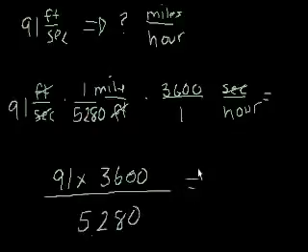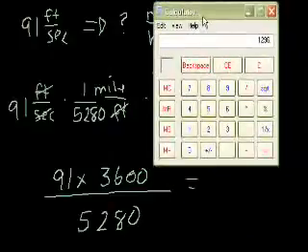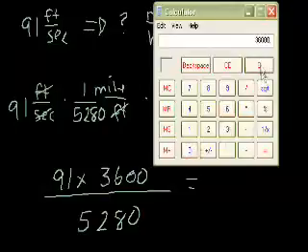And this time around, I'm actually going to use a calculator. Let me bring up the calculator just to show you that I'm using a calculator. Let's see. So if I say 91 times 3,600, that equals a huge number, divided by 5,280.